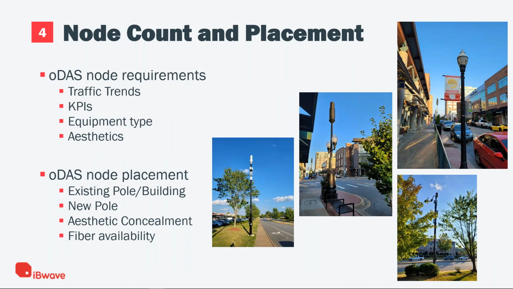Traffic trends are important, but as you analyze this information, you will need to know where you can place those nodes for your outdoor DAS. Node count and placement will become key to your campus design, making sure you're aware of the traffic trends, the key performance indicators, and the equipment type. What type of equipment will you be deploying on these outdoor nodes? That will help you determine whether you'll be able to place that equipment on a pole that exists, or a new pole that will need to be deployed in order to house your equipment.